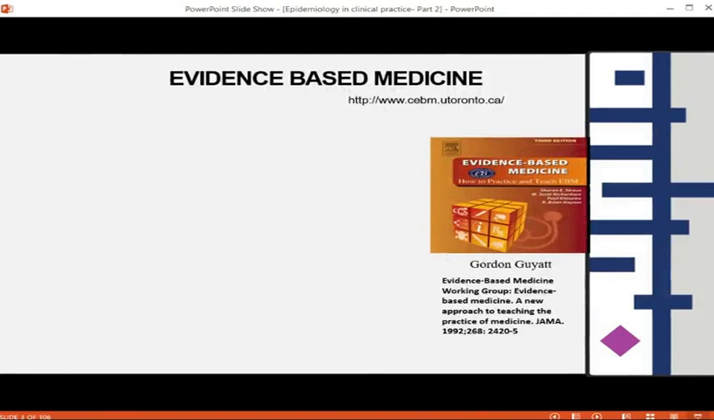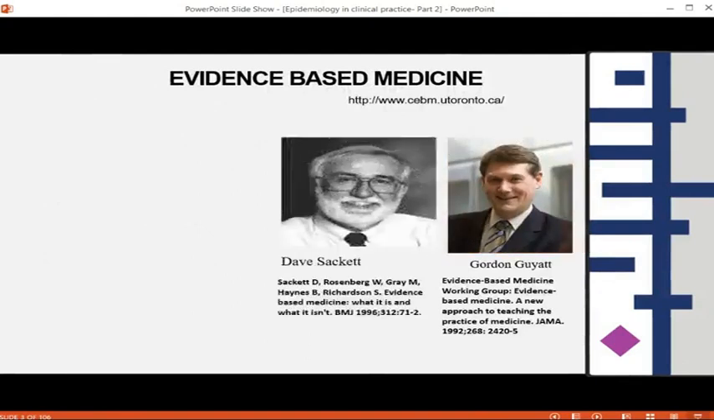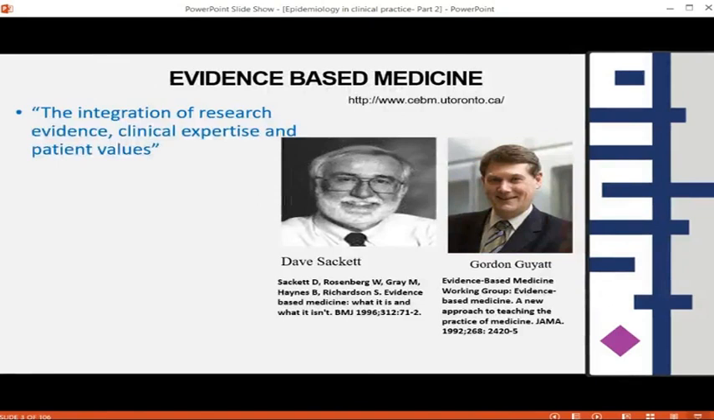Now, all of this relates to the whole concept of evidence-based medicine, which was a term coined by Gordon Guyatt from McMaster University in Canada, who along with Dave Sackett, defined evidence-based medicine as the integration of research evidence, clinical expertise, and the values of the patients that we are treating. So this integrated approach is meant to be an alliance between good clinical evidence or evidence about prognosis or diagnosis or treatment that an astute clinician would use to make a decision about patients.